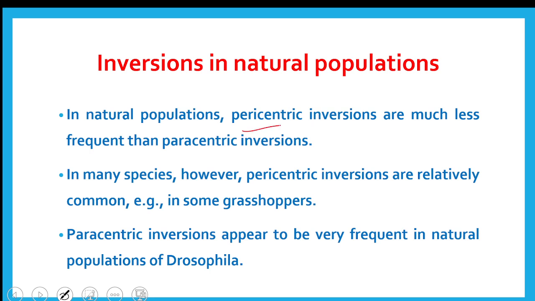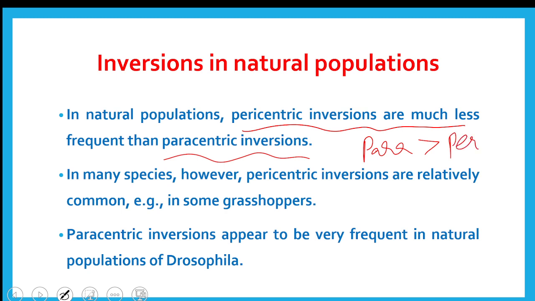In natural populations, pericentric inversions are much less frequent than paracentric inversions. That means paracentric inversions are more in populations than pericentric. So when these mutations occur naturally, spontaneously, with relation to inversion, paracentric inversions are more and pericentric inversions are less.